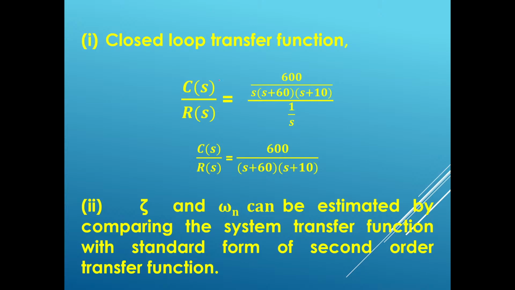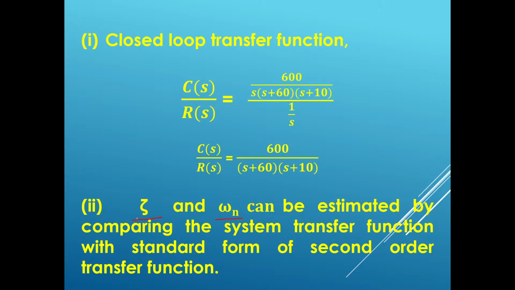Now this is one term which they have asked us to determine, the closed loop transfer function. We have determined it. Now what did they ask? They have also asked us to determine the undamped natural frequency and damping ratio of the system. Undamped natural frequency is omega n, and damping ratio is zeta.